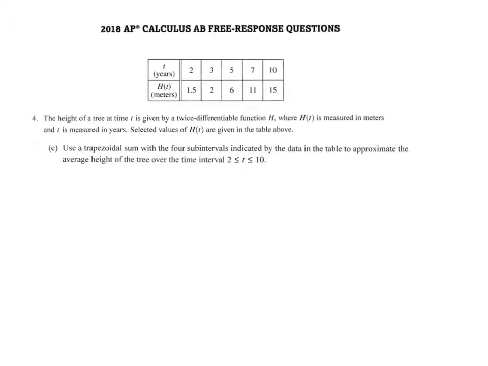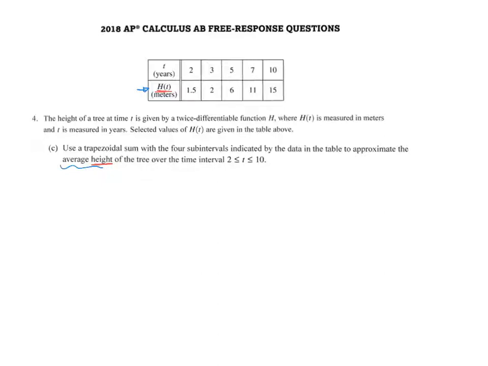Alrighty guys, in this part C, we're going to be using a trapezoidal sum to approximate the average height. Average height? Hey, how convenient. I have a function for height. So when we have matchy-matchy, I want the average height. It's no big deal. We're going to use the average value formula. So anytime they're matchy-matchy, we're using our average value formula.